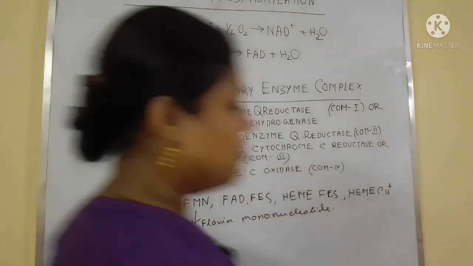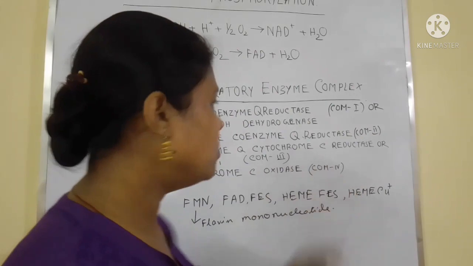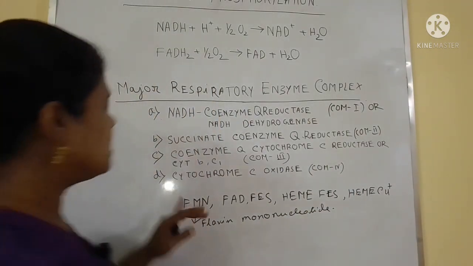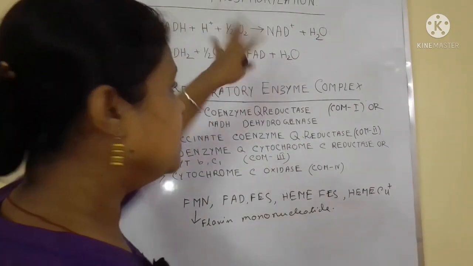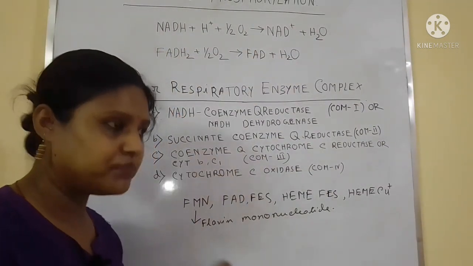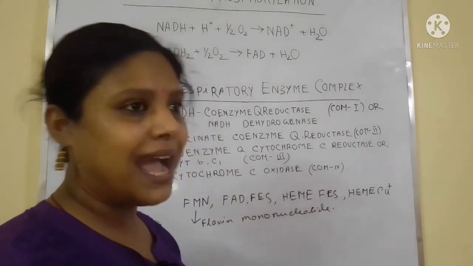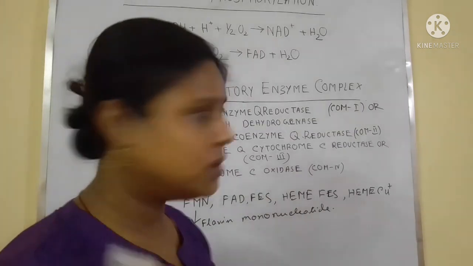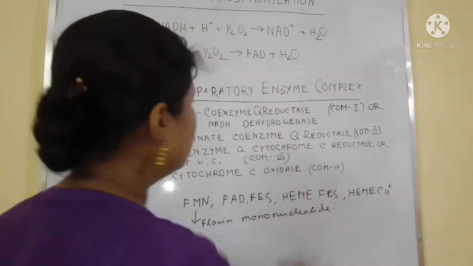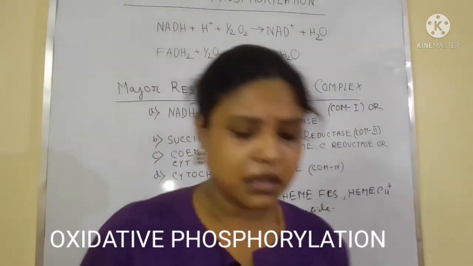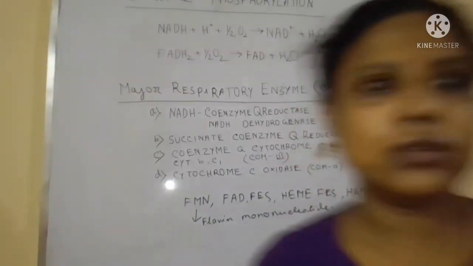So, what are the enzymes? Complex 1, complex 2, complex 3 and complex 4. These are all the enzymes, and these are all the prosthetic groups that are involved in completing this reaction. That means electrons help oxygen and 2 hydrogens to form water. We will just learn very elaborately.